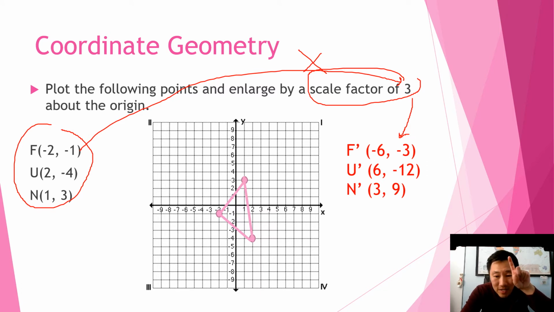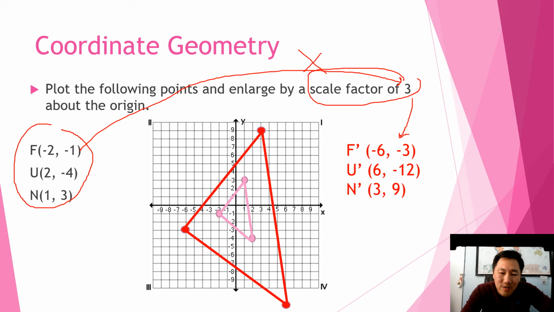And remember the little tick marks on top are primes. F prime is -6, -3. U prime is +6, -12. N prime is 3, 9. Here they are. And there's our enlarged triangle.